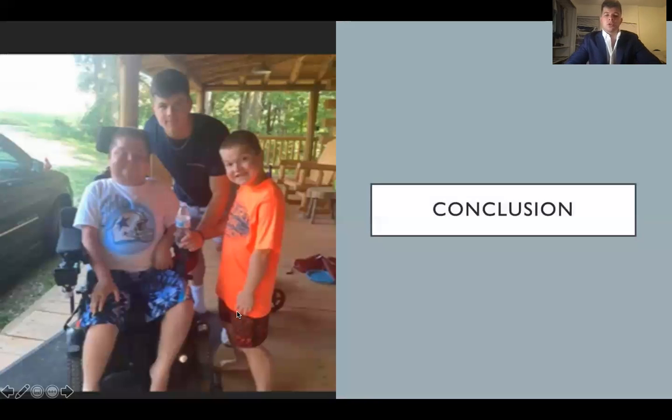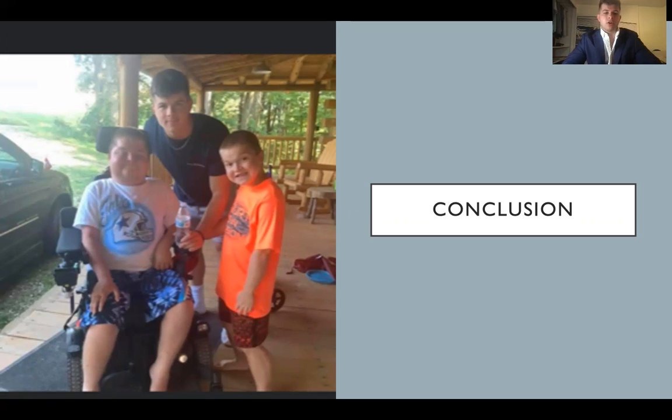So for my conclusion, that is me and my 2 cousins right here. They both were diagnosed with muscular dystrophy. The boy in the wheelchair is actually my age. I am only 4 months older than him. Those are my mom's sister's kids.